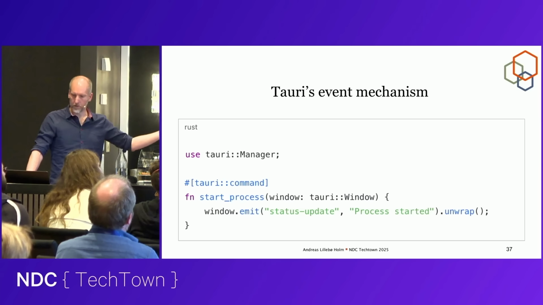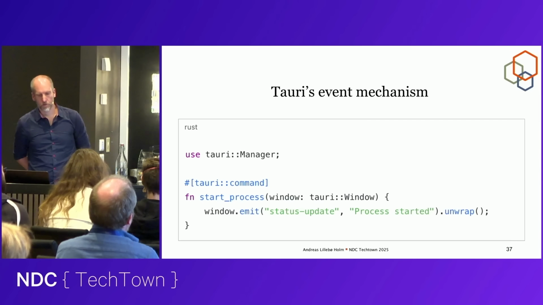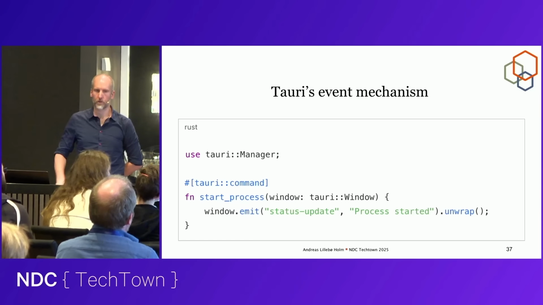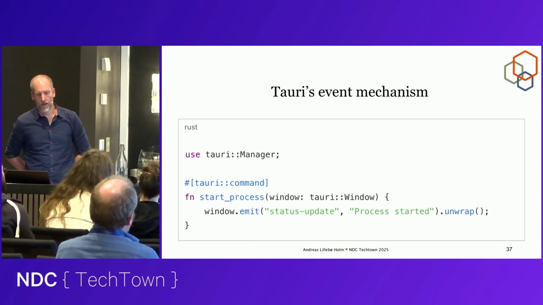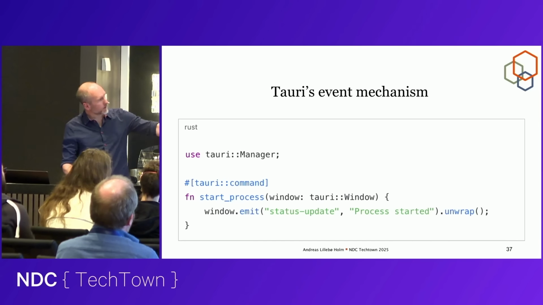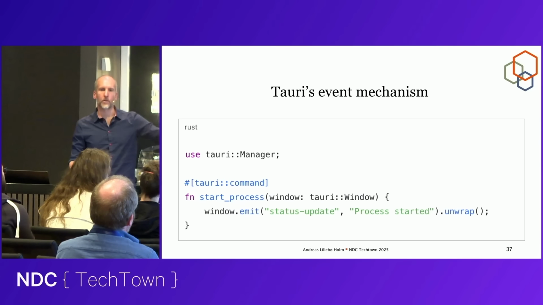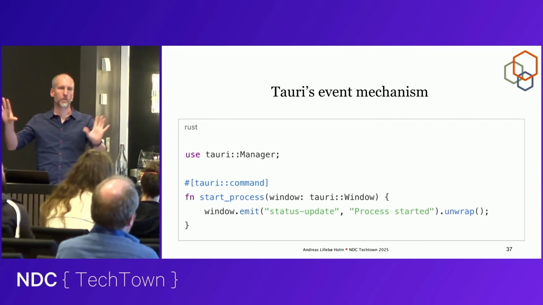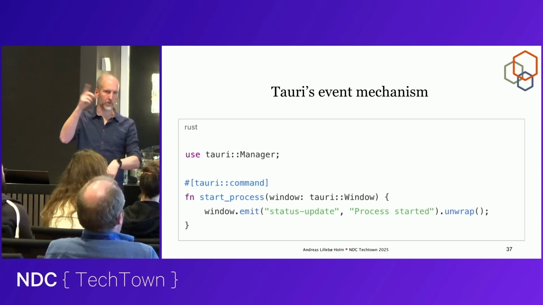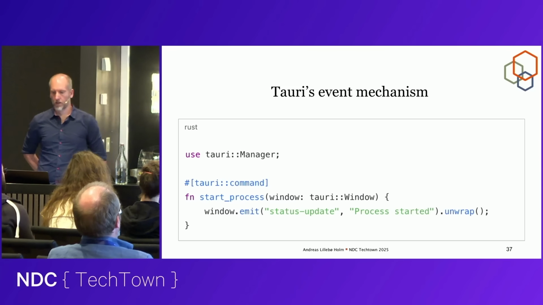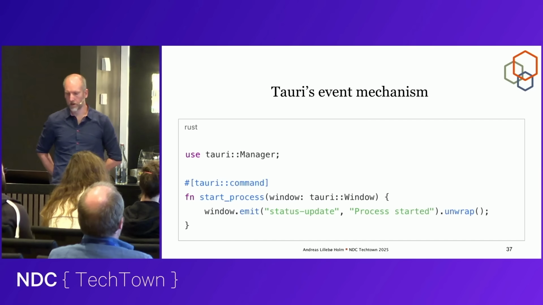And from the Tauri side, you do the same here. You call window emit, and then you can send the message back to the front end. You see that you call it on the window. So basically, if your app has multiple windows, you can choose which window you want to send messages to. So that's how it works.